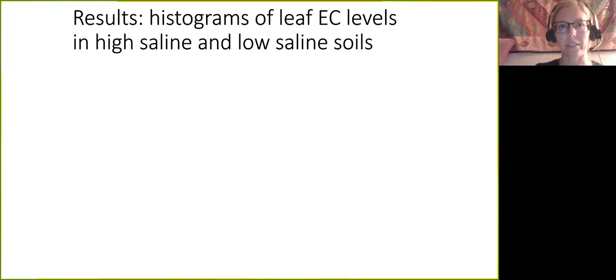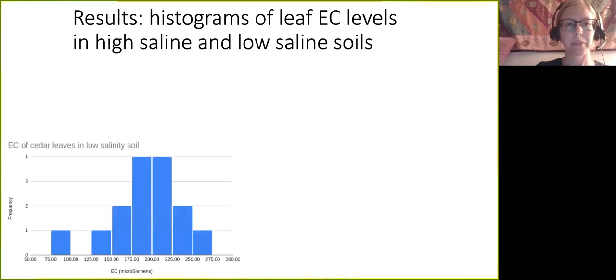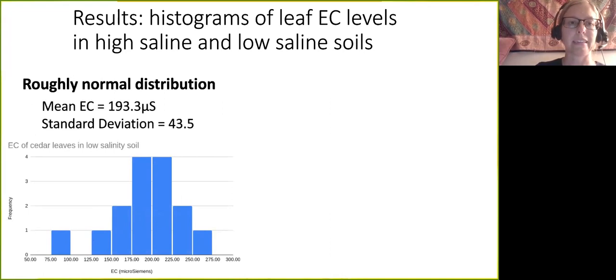Then I want to look at those EC levels in histograms with the high saline versus the low saline soils. This one is a histogram of the leaf EC levels in low salinity soil, or what I labeled as low salinity soil. Again, we have a really nice normality to this. We have maybe one potential outlier here. So it's pretty nice to look at. And just so you know, the mean EC here was 193.3 microsiemens with a standard deviation of 43.5.